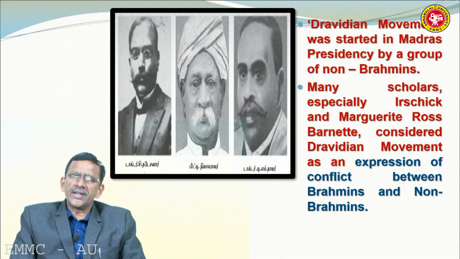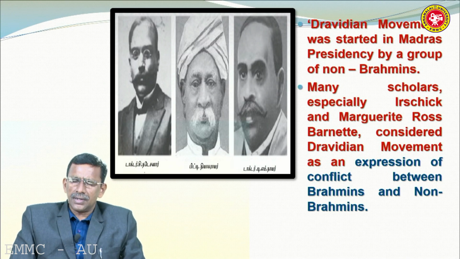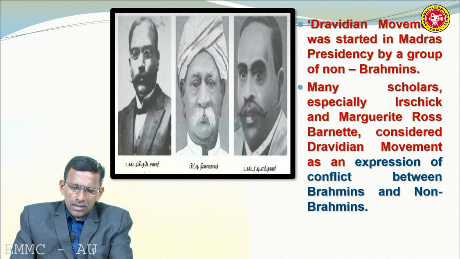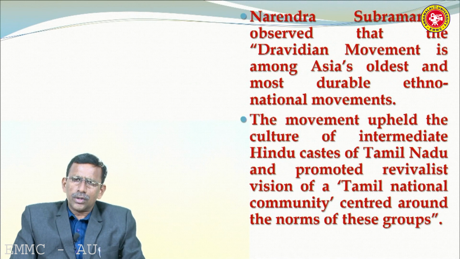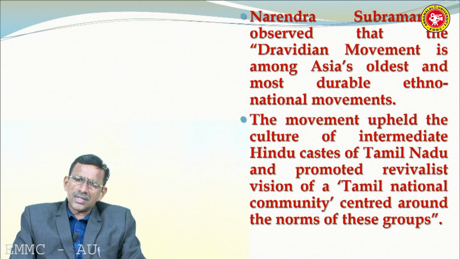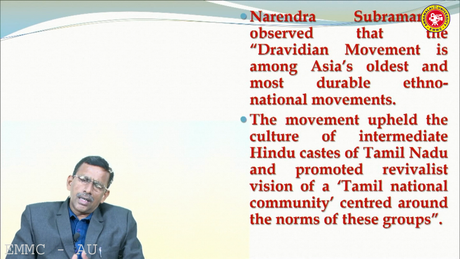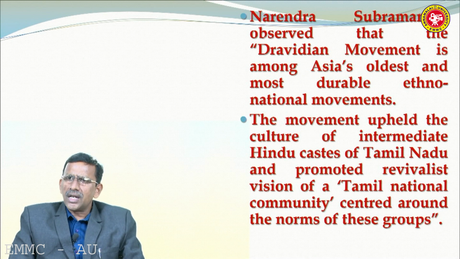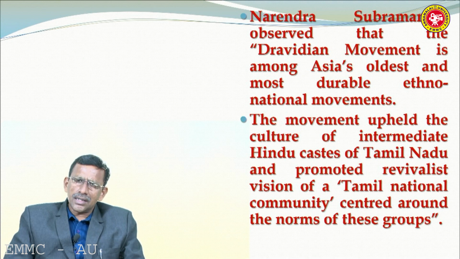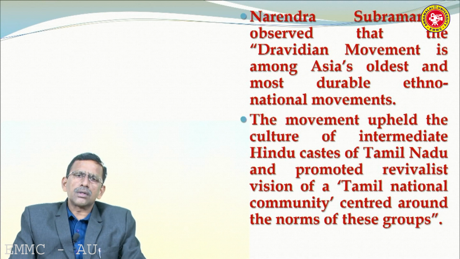I have shown you some of the Dravidian leaders, who were instrumental and started to raise their voice against the influence and presence of the Brahmins in the Madras Presidency. For example, Dr. C. Natesan Mudaliar, Pitti Theagaraya Chetty, and T.M. Nair are all called Dravidian leaders. And I already told you, you can also refer to Narendra Subramanian's book on the politics of South Indian cultural nationalism, or ethnic and populist mobilization in Tamil Nadu, published by Oxford University Press. In that book, Narendra Subramanian said the Dravidian movement is nothing but Asia's oldest and most durable ethno-national movement.